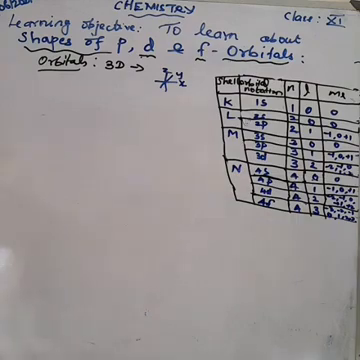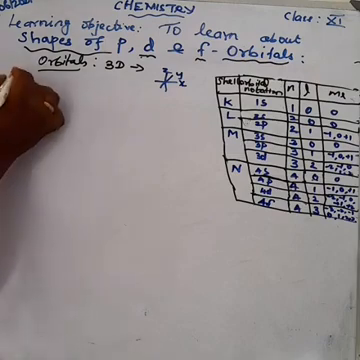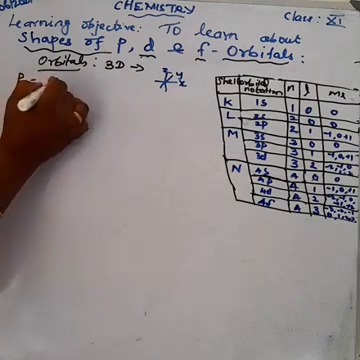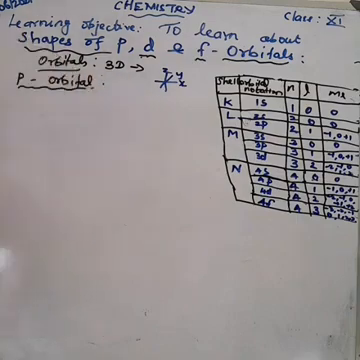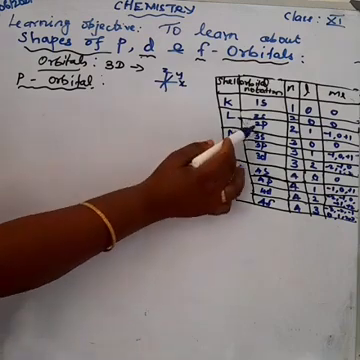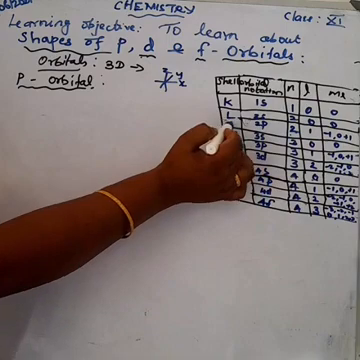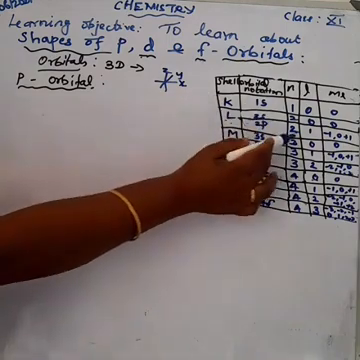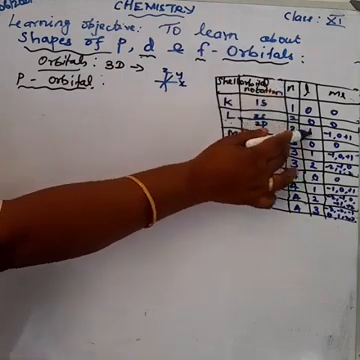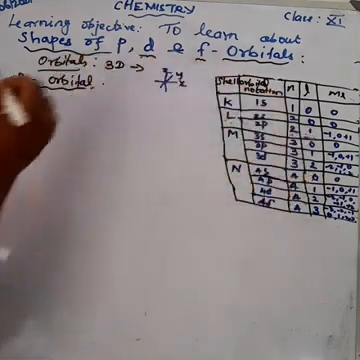Then we are going to study the shape of the p orbital. First, we have to study the shape of the p orbital. Listen here. This is the set of quantum numbers. The p orbital starts from the second shell or second orbit. What is the L value for the p orbital? L is equal to 1.